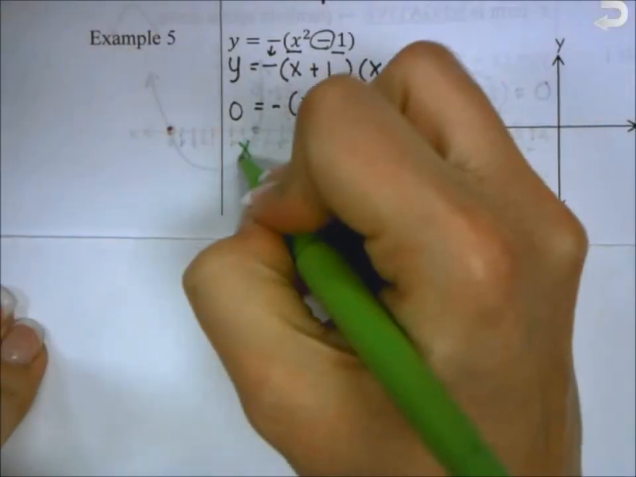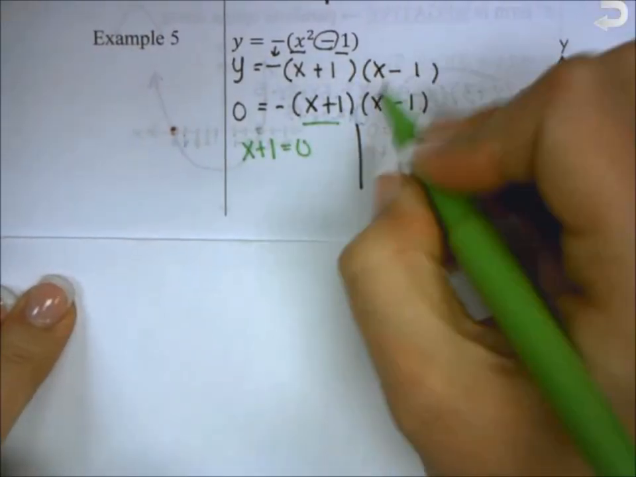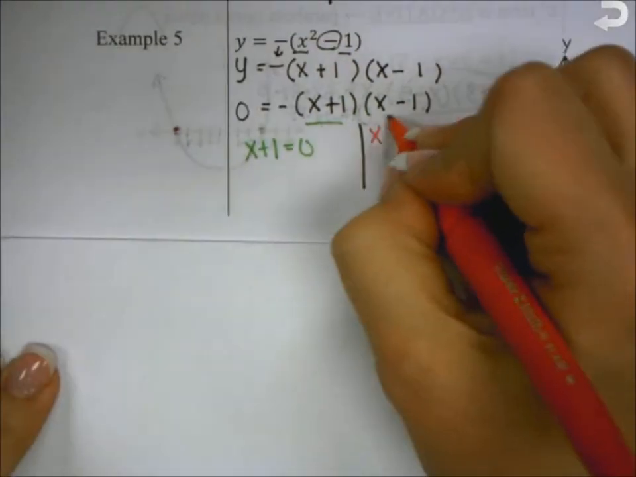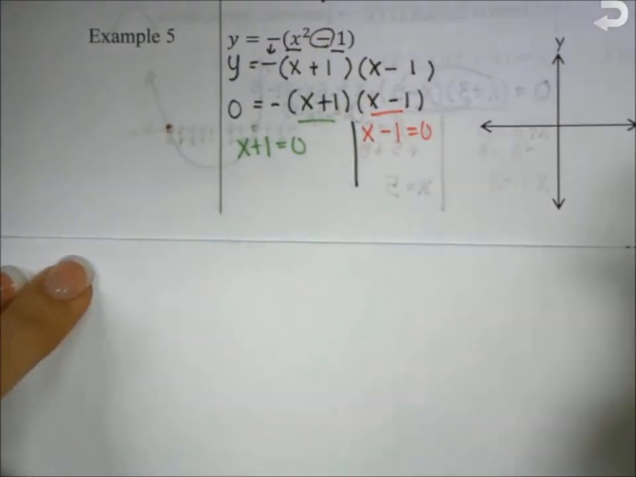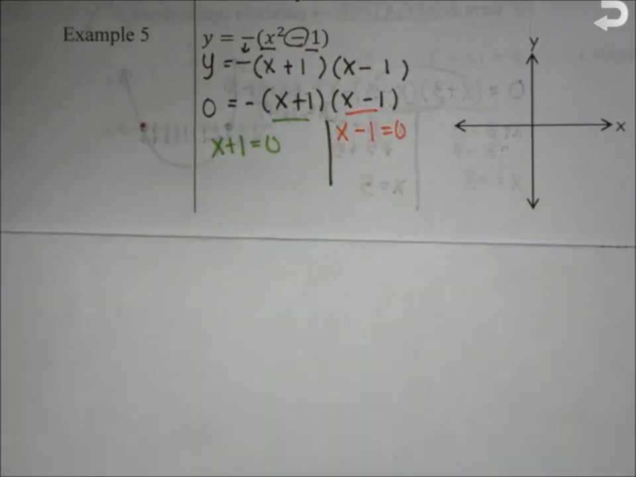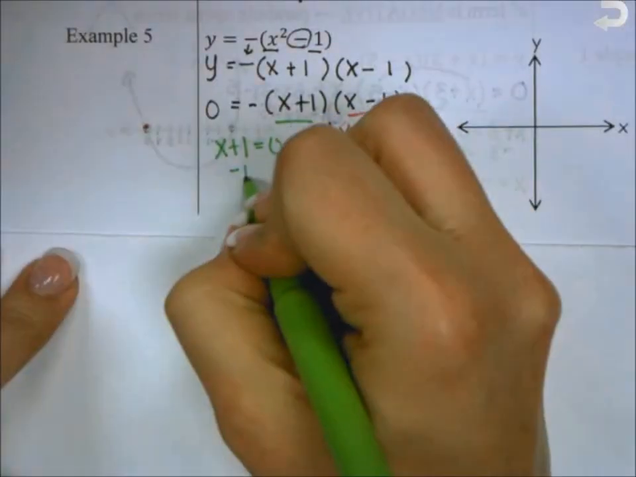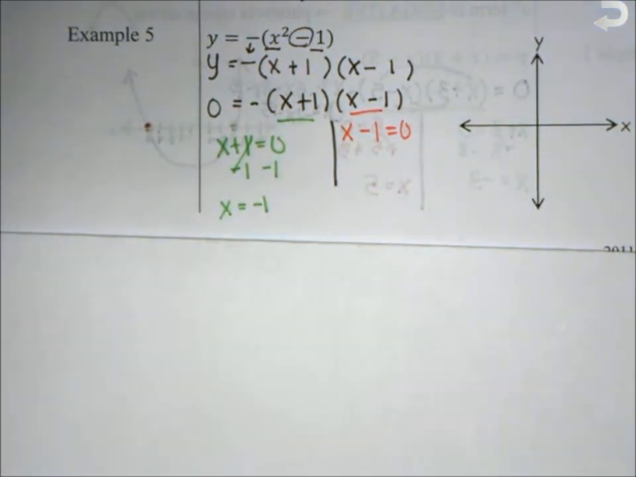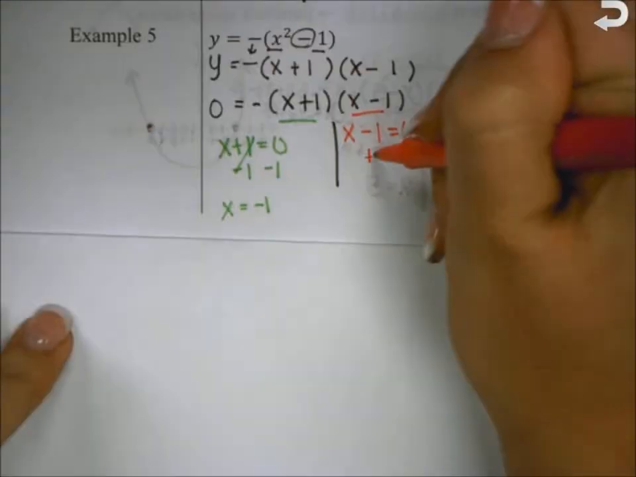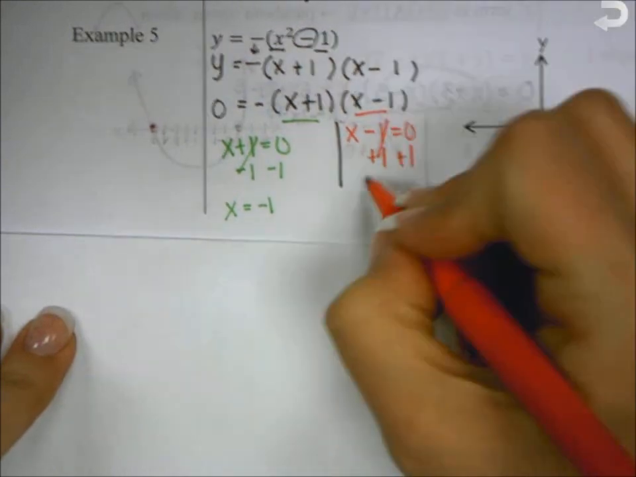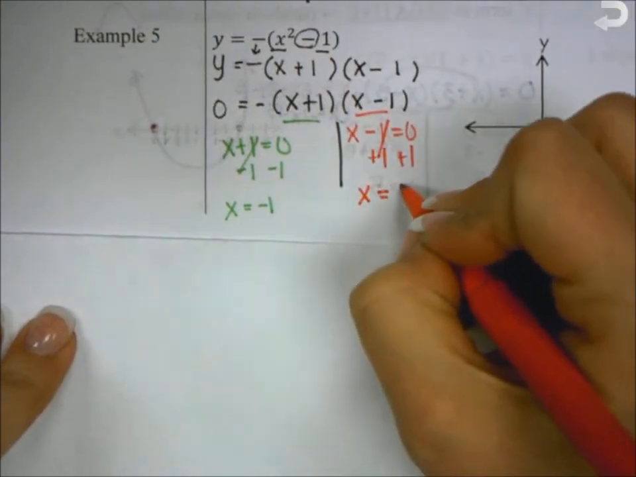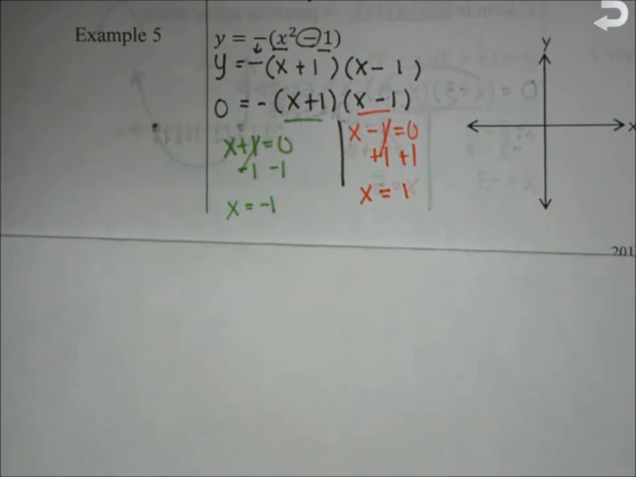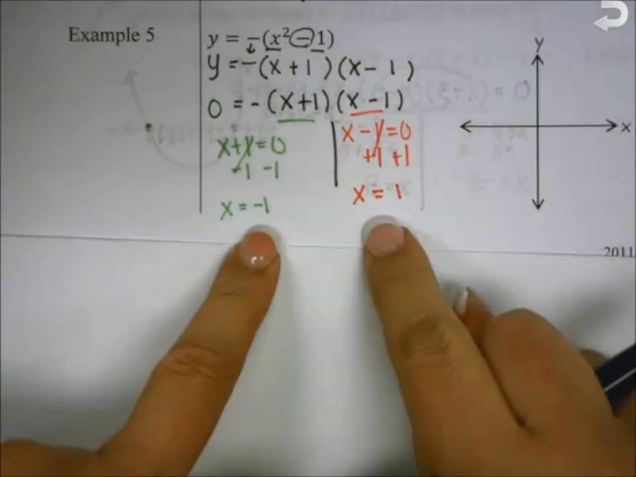So for the green one, I subtract 1 from both sides. And the red one, I add 1 to both sides. And I get x equals -1 and x equals +1. So I just need to graph those. Remember, these are called x-intercepts. 1, 2, 3, 4. 1, 2, 3, 4. And I'm going to put the green one at -1 and the red one at +1.